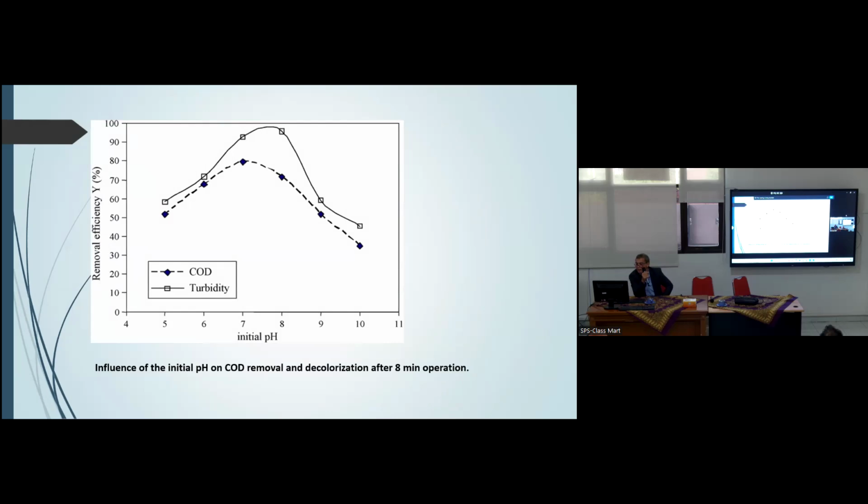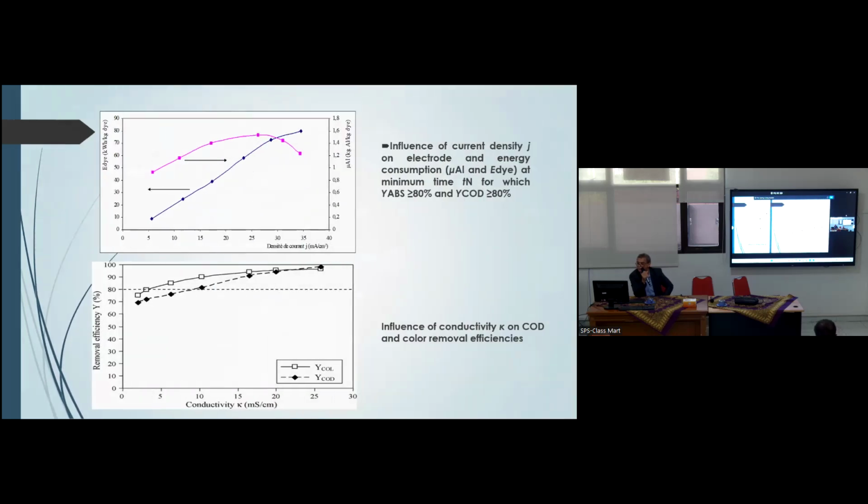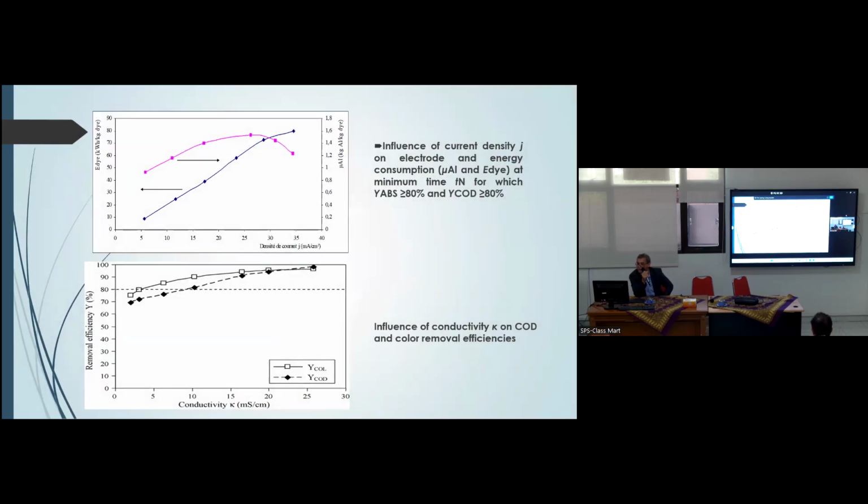Here we have the optimum pH, and we have the efficiency here. We can reach 100% removal. We can reach it by increasing the conductivity, by adding some salt, for example. We can have 100% efficiency, okay?